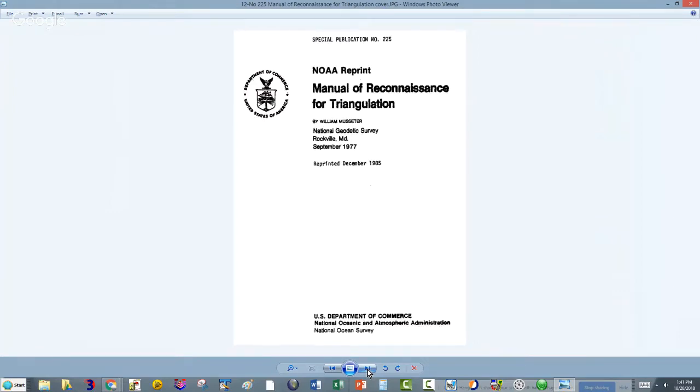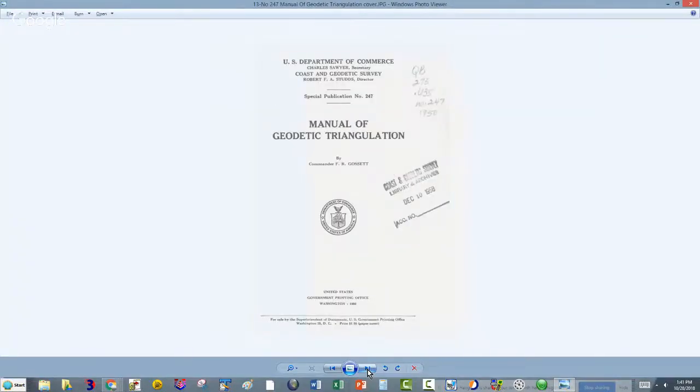If you're interested in triangulation, I've given you the links to the manual of reconnaissance. In other words, all the planning that goes into selecting where to put the stations. Will they be intervisible or not? You have to figure these things out based on the terrain, etc. So this is a book that talks about how triangulation parties would go out to do the reconnaissance to plan their triangulation scheme.